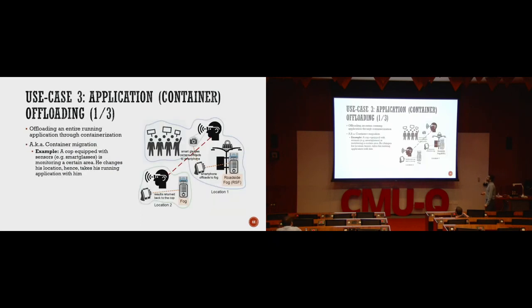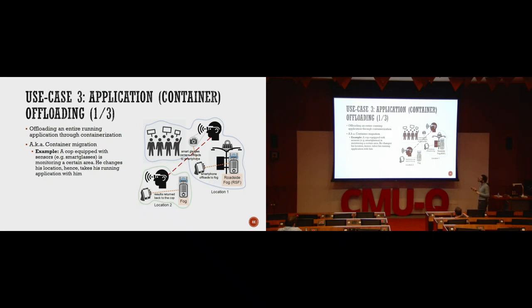So the third use case is application or container offloading. When you need to offload an entire application, you need to contain that application in a virtualized form. As we discussed in the beginning, we have two forms of virtualization. One is virtual machine and the other is containerization. So if I contain my entire running application, then I would be able to offload my entire application from one node to another node.